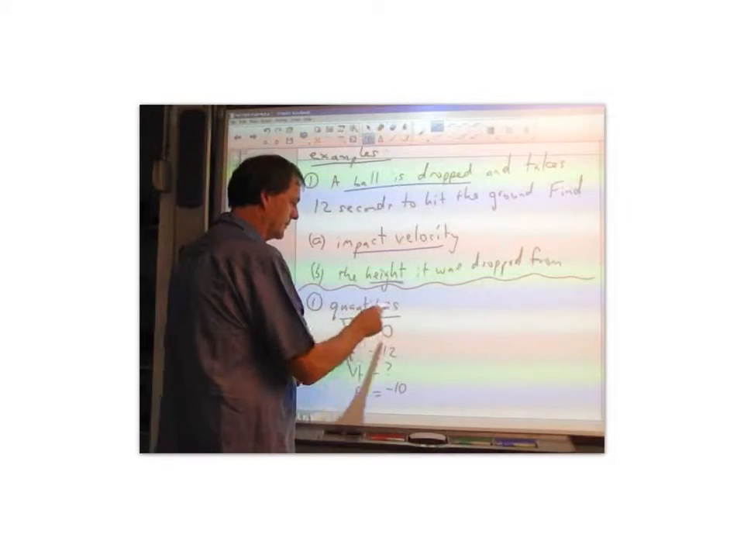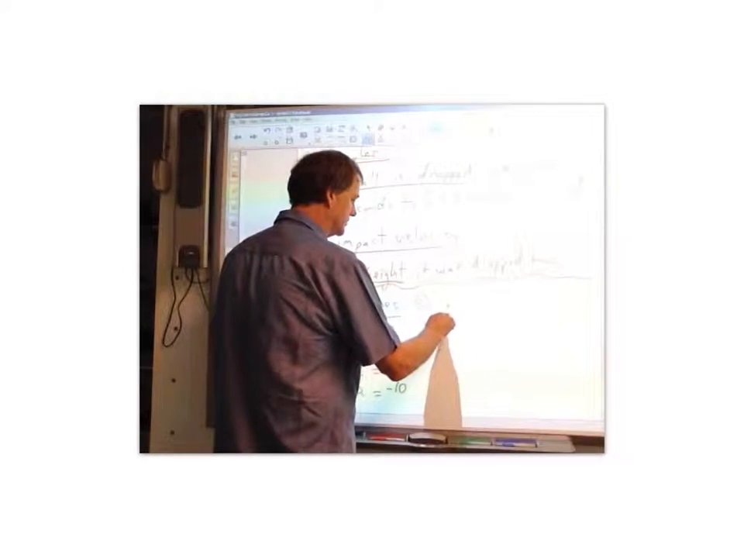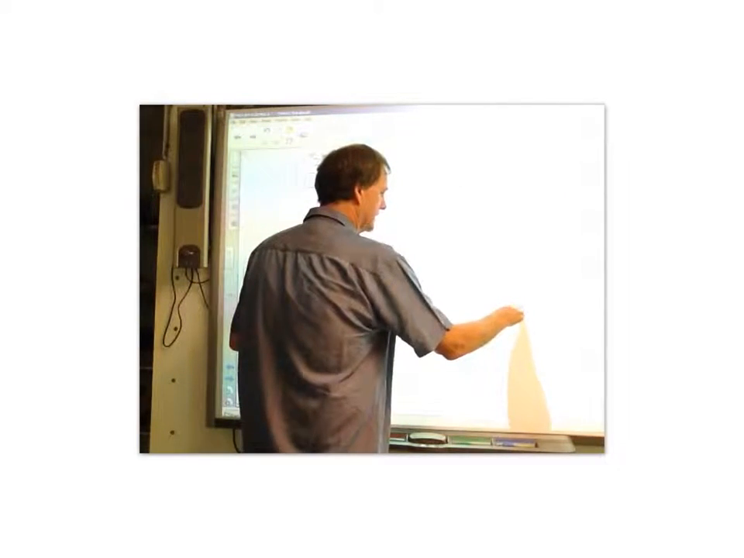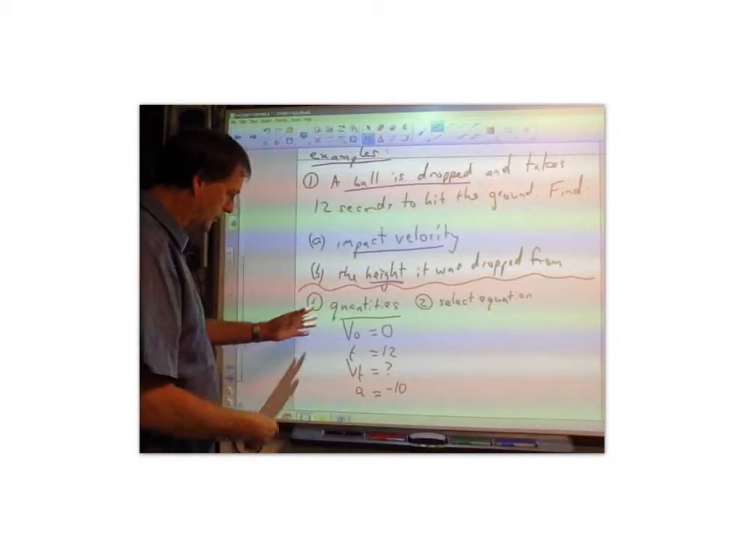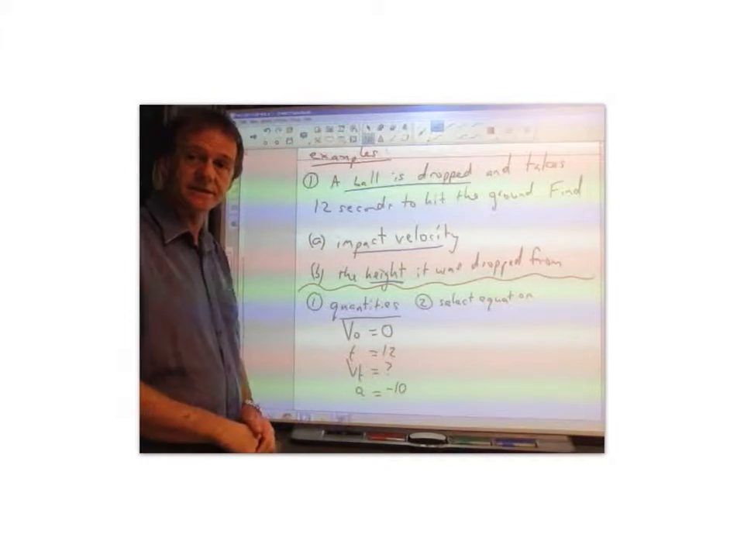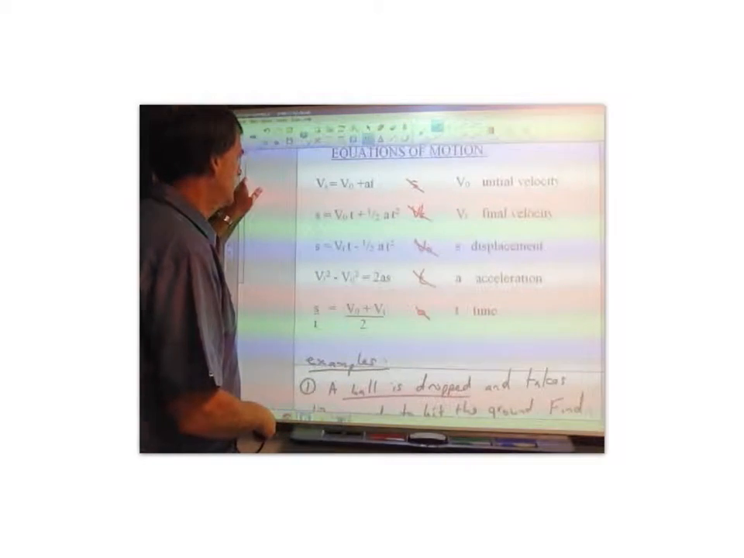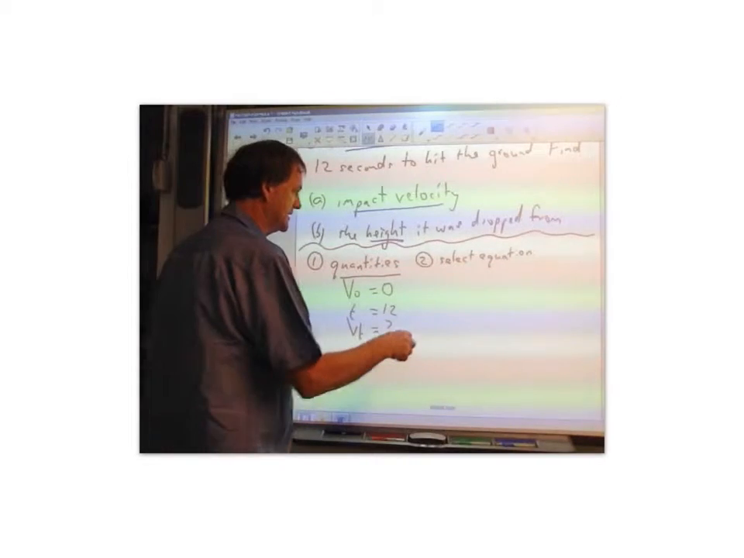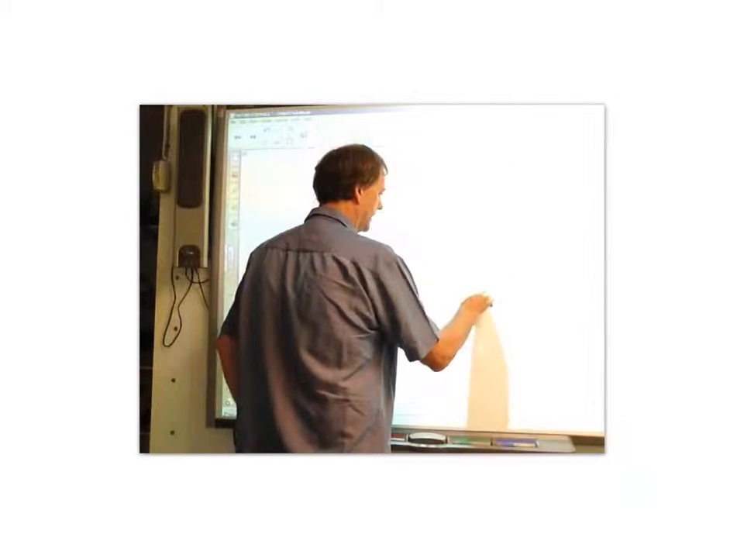The second step is to select an equation. As I said, you look at the quantities you've got and need an equation with all of those in there, but not the missing one. So the missing one is s. So if you look up here, which one does not have the s in it? It's the very first one. So I would choose the v equals v0 plus at equation.